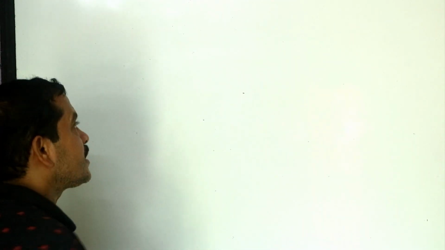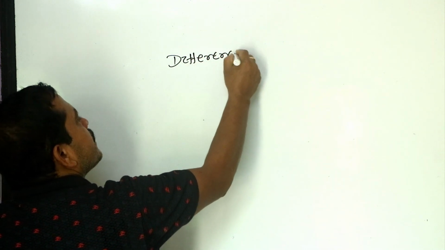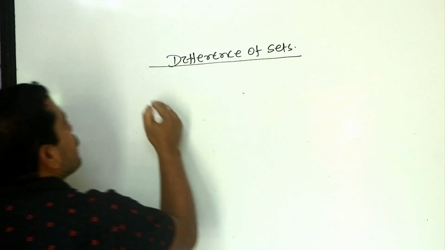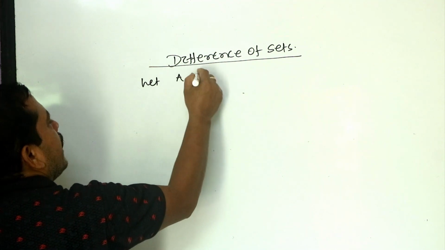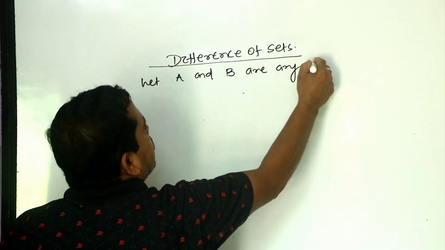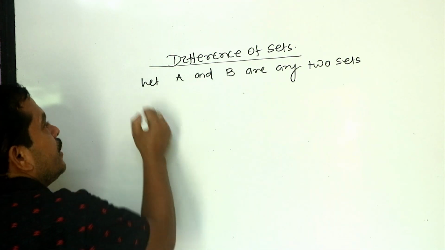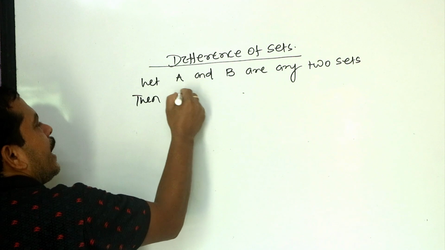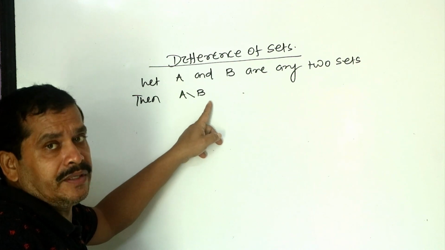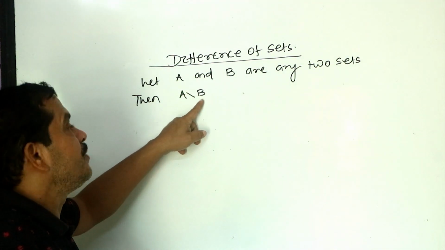Next, we shall discuss the difference of sets. Difference of sets. Let A and B be any two sets. Then A difference B. We read it as A difference B, not A minus B. Particularly, set difference is written as A difference B.